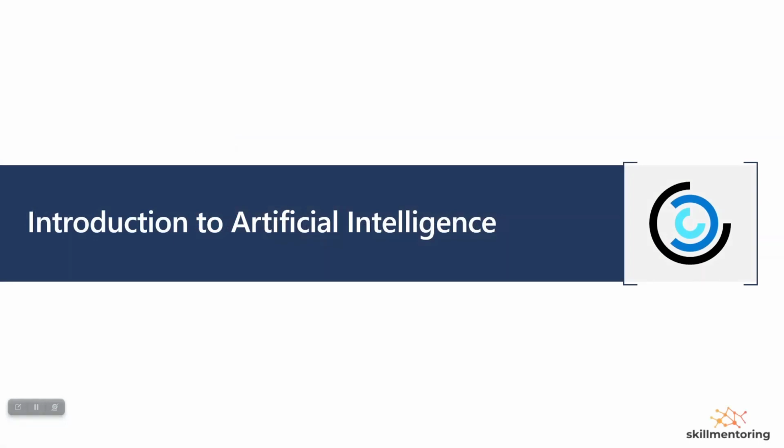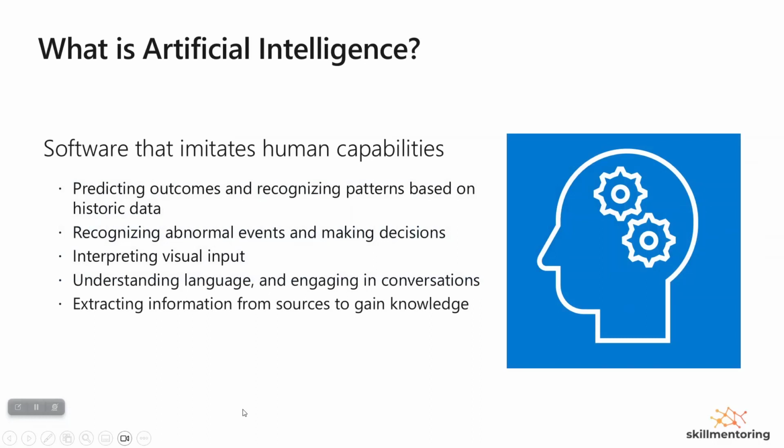First of all, let me introduce you to the artificial intelligence. Artificial intelligence is a software that imitates human capabilities, not to the full extent, but to a very large extent. And the modern developments are reaching that pinnacle whereby almost near human capabilities can be developed in software. The basic purpose of artificial intelligence software is to predict outcomes and recognize patterns based upon historical data, recognize abnormal events and making decisions, interpreting visual inputs, understanding the language and engaging in conversation.